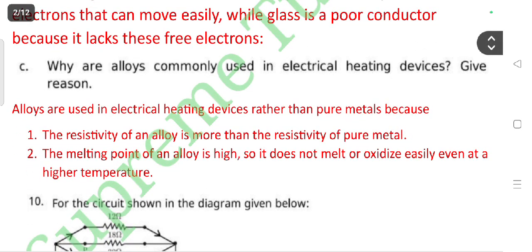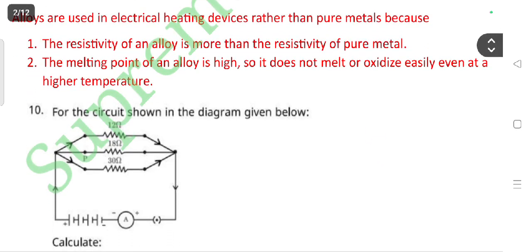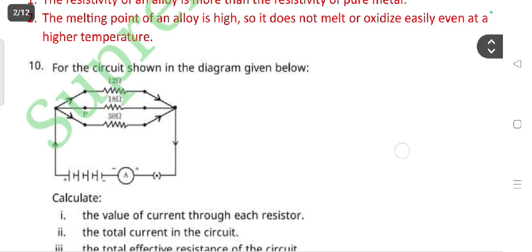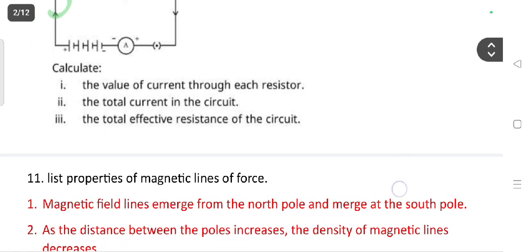Why are alloys commonly used in electric heating devices? Give reason. Because the resistivity of an alloy is more than the resistivity of a pure metal. The melting point of an alloy is high, so it does not melt or oxidize easily even at a higher temperature. So next, this is a circuit. Calculate the value of current and total effective resistance.